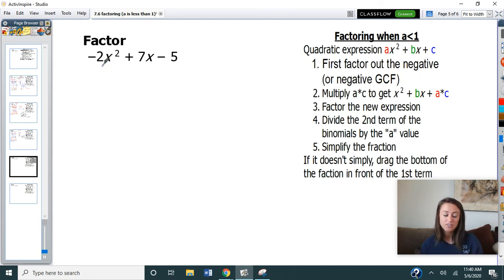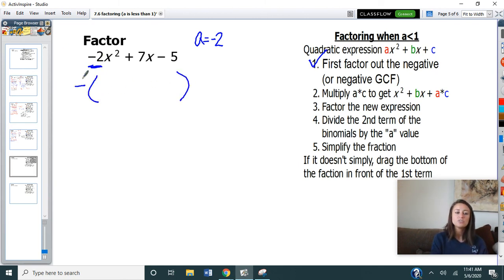So here our a value, a is what's in front of the x squared, is negative 2. We don't want the negative, so the first step is to factor out the negative. If we take out a negative from everything, negative 2 divided by negative, the two negatives make positive 2x squared. A positive 7x, we factor out a negative, remember it's technically division, divided by negative 1, that gives me negative 7x. And then the negative 5 and the negative give me positive.